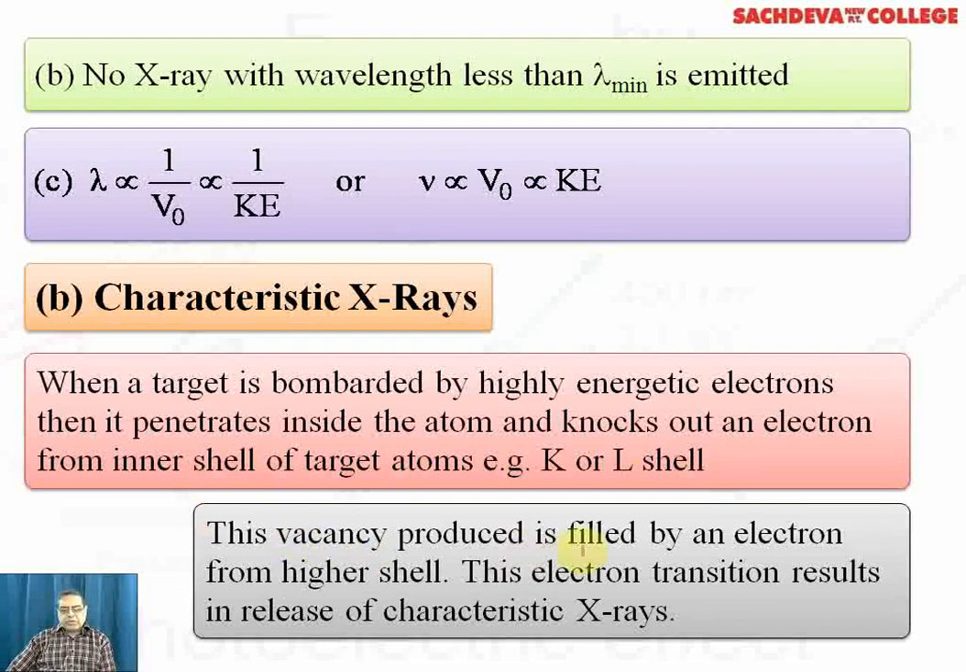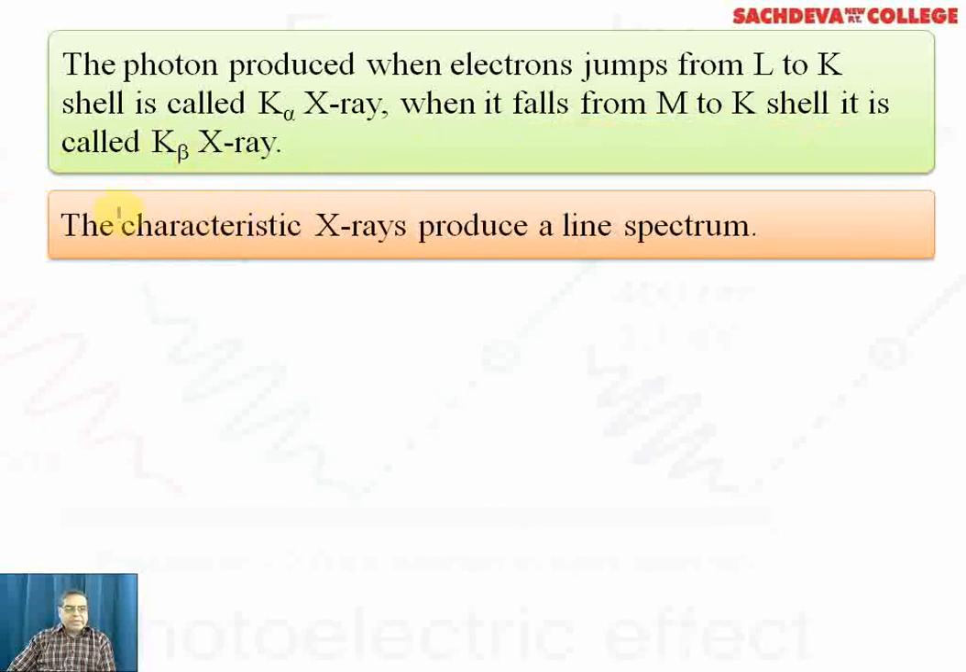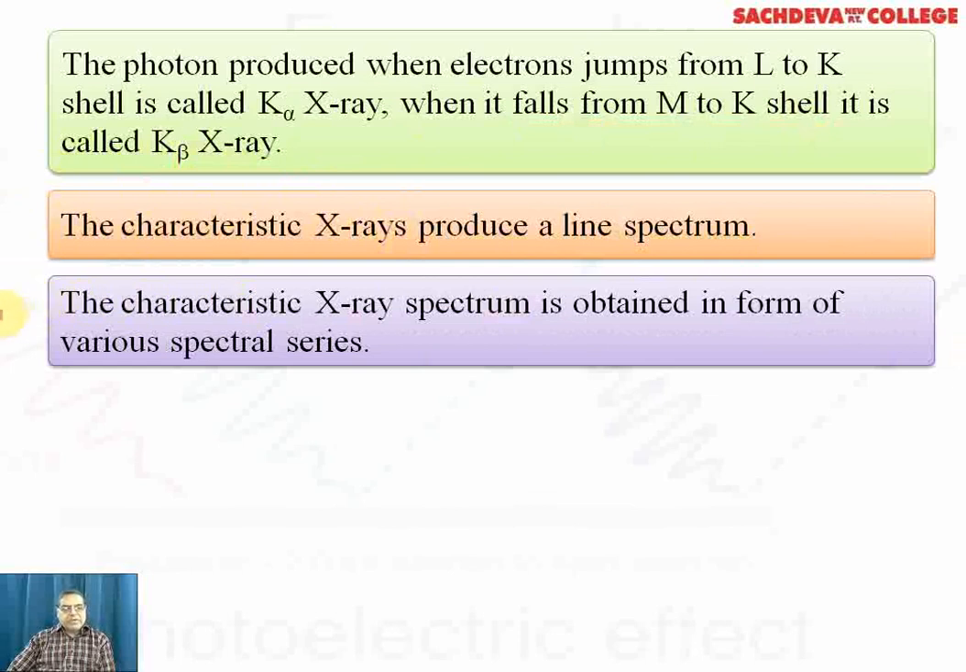The vacancy produced is filled by an electron from a higher shell. This electron transition results in the release of characteristic X-rays. The photon produced when an electron jumps from the L to the K shell is called K alpha X-rays. When it falls from the M to the K shell, it is called K beta X-rays. The characteristic X-rays produce a line spectrum. The characteristic X-ray spectrum is obtained in the form of various spectral series.